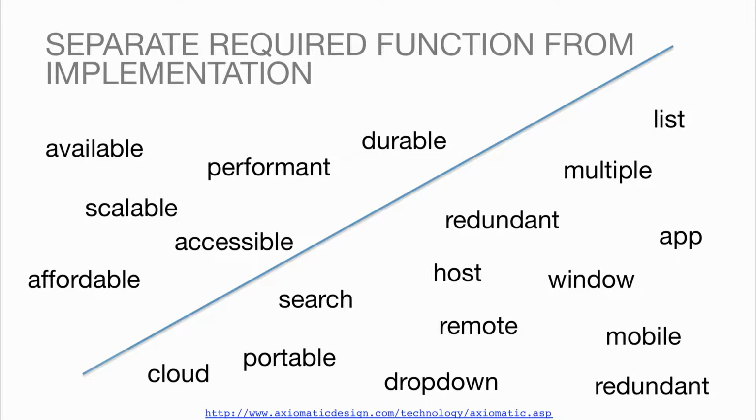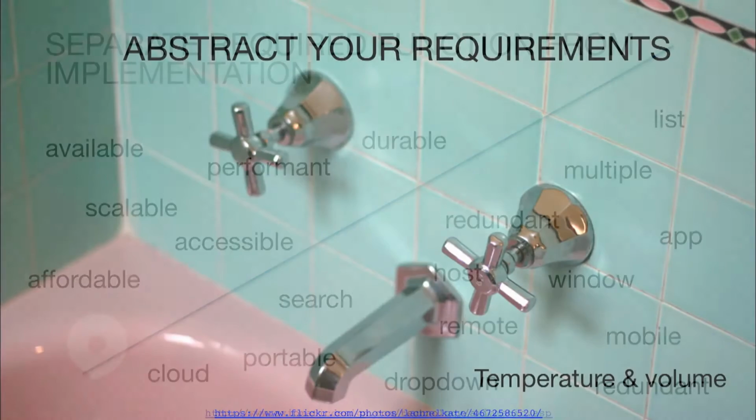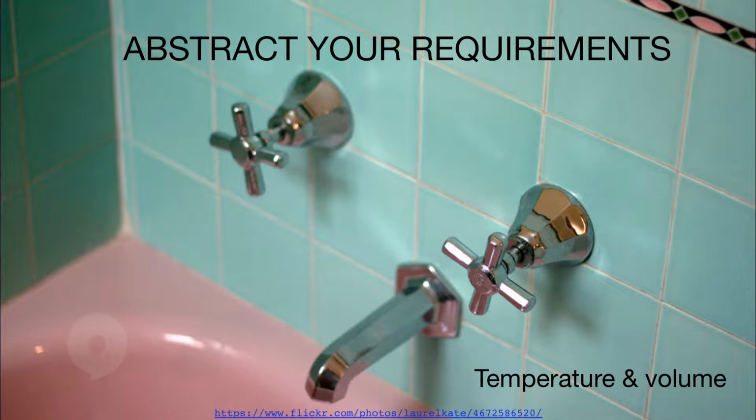You have to separate the function from the implementation. If you're talking about something that you can point to or touch, like a window or a screen, or if you're talking about things that are mobile or an app, that's things you can touch. You want to separate the function that you hope to imbue from the implementation. Otherwise, you get stuck in particular implementation modes and you lose sight of the functionality.